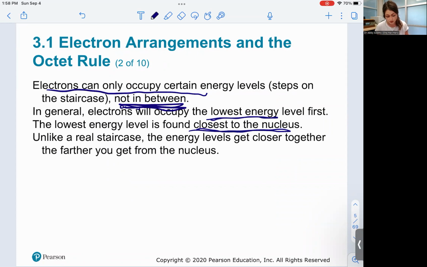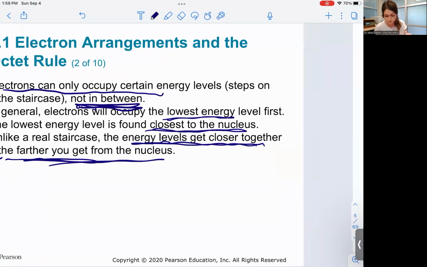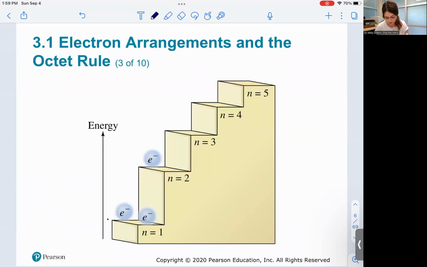To reiterate, unlike a real staircase, that staircase had differences in the height of each step. The energy levels get closer together the farther away you get from the nucleus. That has to do with how much energy is at that energy level. You can see what I mean.